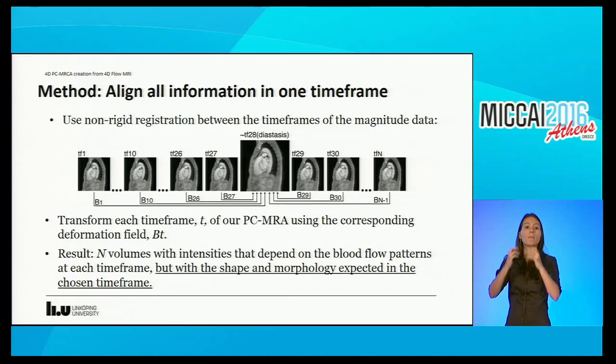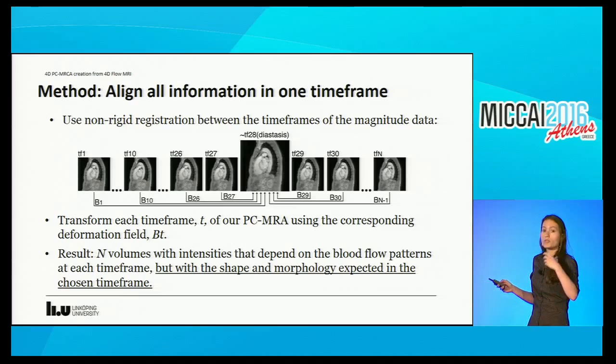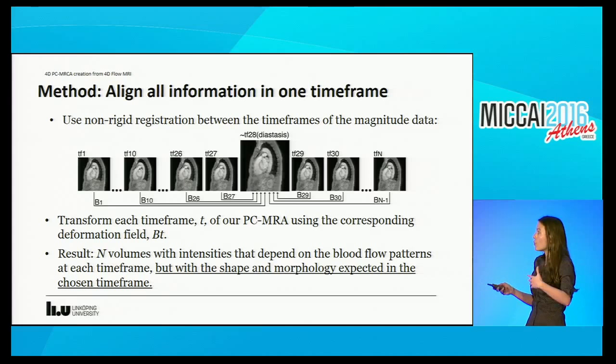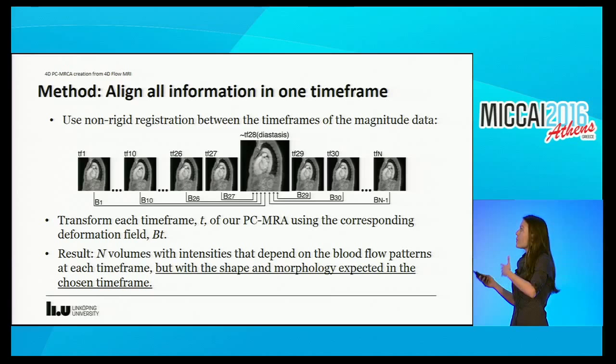So we will use non-rigid registration between the time frames of the magnitude data. In this case, we selected one time frame in diastasis or mid-diastole. And we will do registration from all of the time frames in my magnitude data to that one time frame. Now, those deformations resulting from the registration will be used to transform each time frame T of our PC-MRA that we created in the previous step. And then each time frame will be deformed with its corresponding deformation field. Now the result is similar to what we had before, n volumes with intensities that depend on the blood flow patterns at each time frame, but now the shape and morphology will be the expected in that chosen time frame that we selected before.